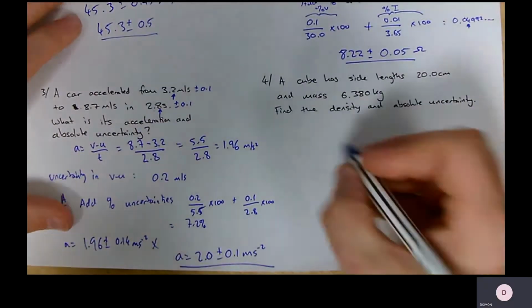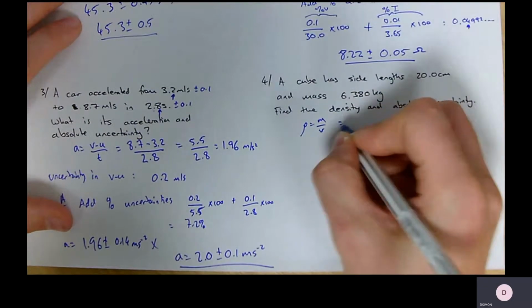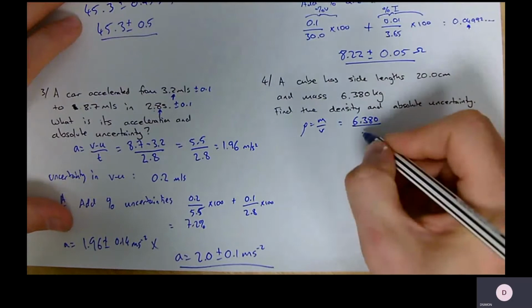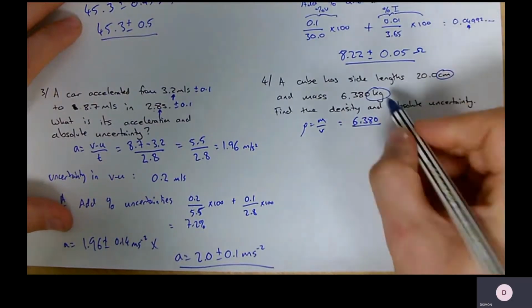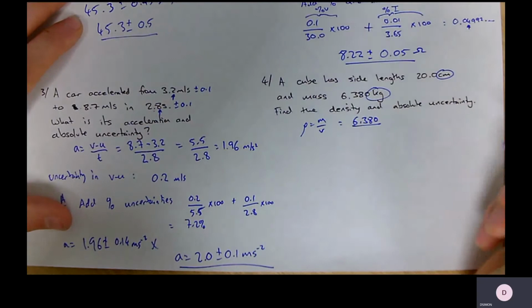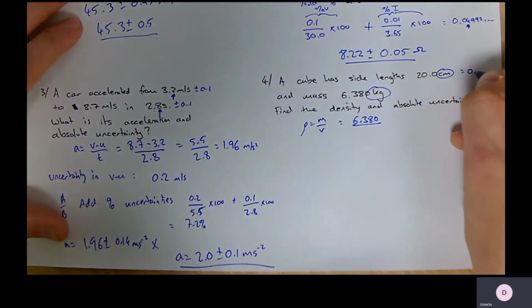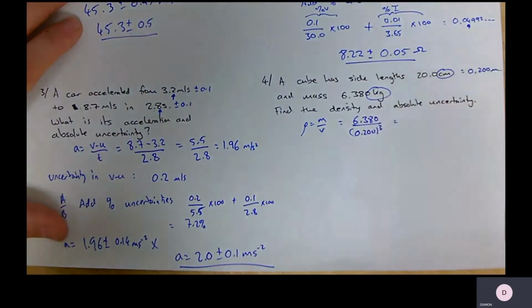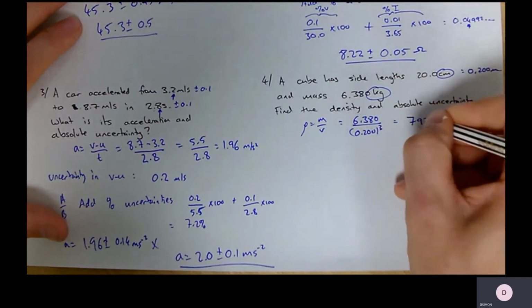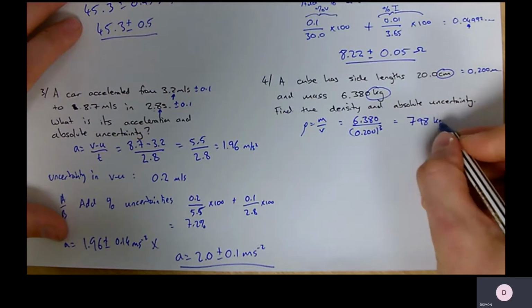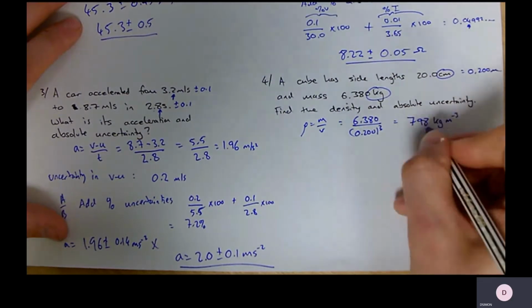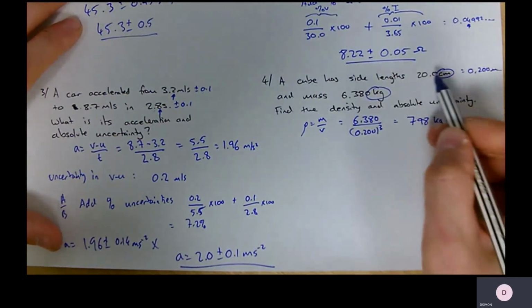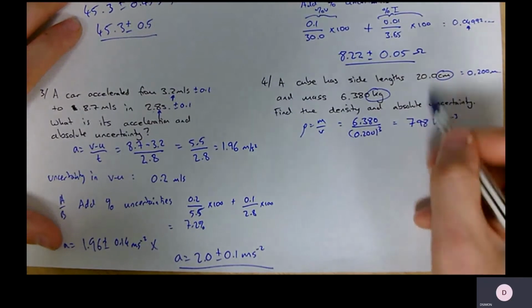Okay, finally, question 4. Density is mass divided by volume, so that is 6.380 divided by, you might be tempted to put 20, but we always need to look at the units. Kilogram per centimetre cubed is not really a standard unit. We should have it in meters. So this is 0.200 meters. So 0.200 cubed. That is our density, which is 798 kilograms per meter cubed. So 3 sig fig, 3 sig fig, 4 sig fig. So this is the lowest number of sig fig, so we should probably give our answer to match that.